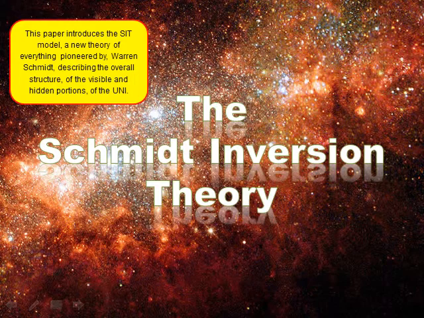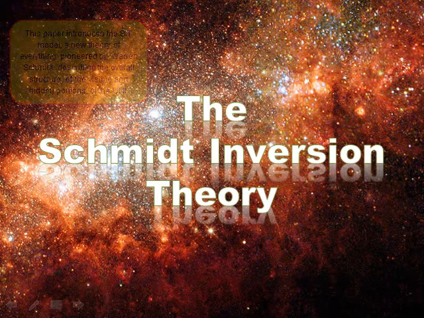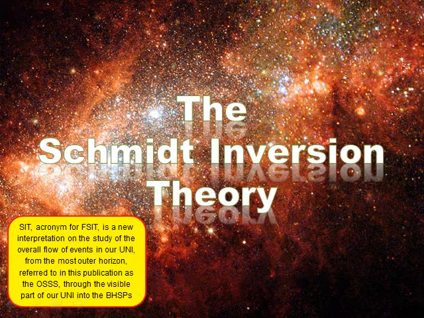This paper introduces the SIT model, a new theory of everything pioneered by Warren Schmidt, describing the overall structure of the visible and hidden portions of the universe. SIT, acronym for Schmidt inversion theory, is a new interpretation on the study of the overall flow of events in our universe, from the most outer horizon, referred to in this publication as the outer spherical shell singularity, through the visible part of our universe into the black hole singularity points.